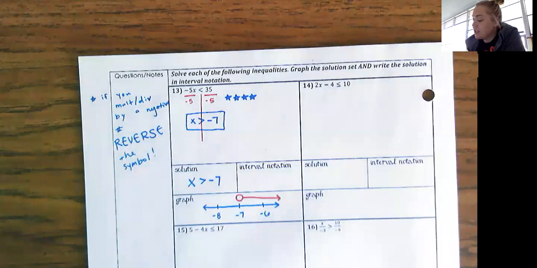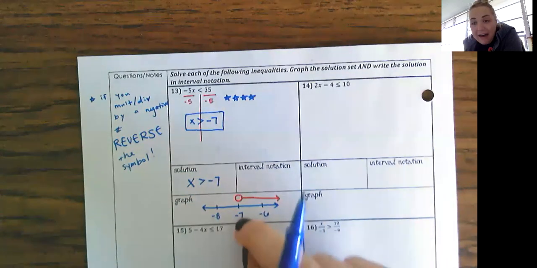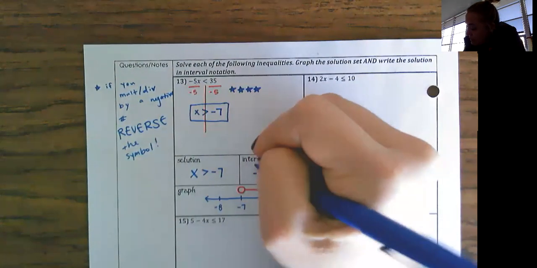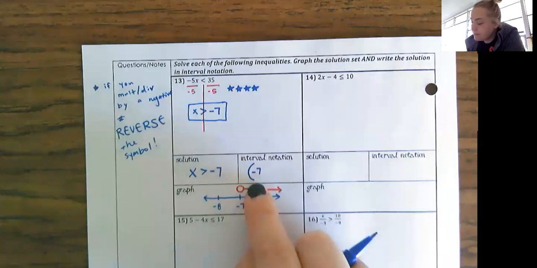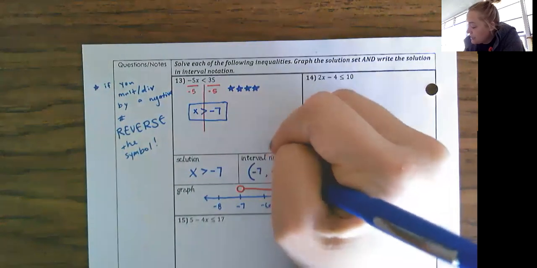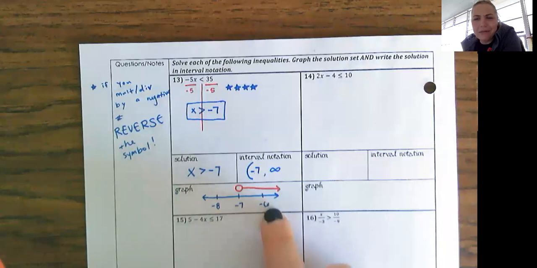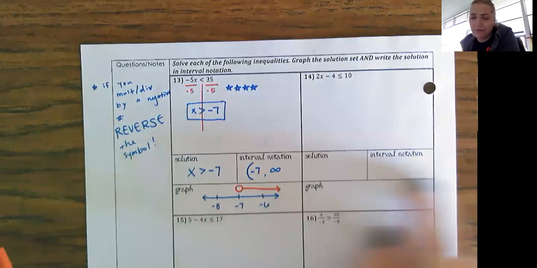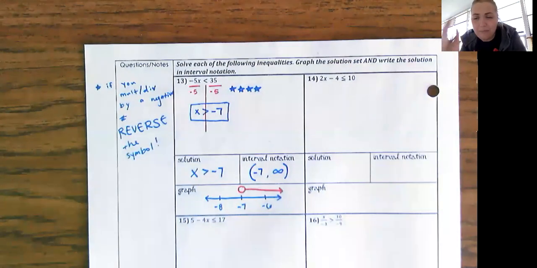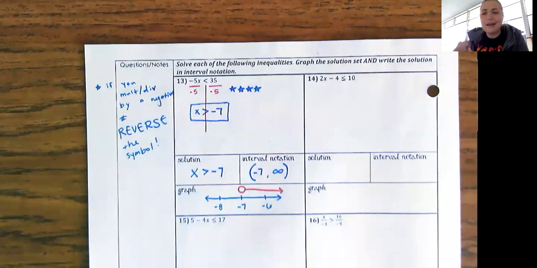My interval notation would tell me that to the left, the furthest that my shading goes is -7. But since it's an open circle, I need an open parenthesis. Then the furthest up I can go is toward positive infinity. Yes, that's a negative number, but eventually we get to 0, then 1, 2, 3, 4, 5, and so on. So you can never reach infinity. There will never be a hard bracket next to infinity because you can't reach that.